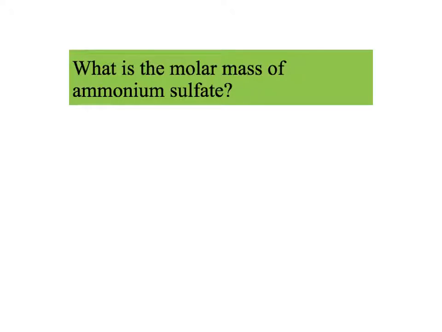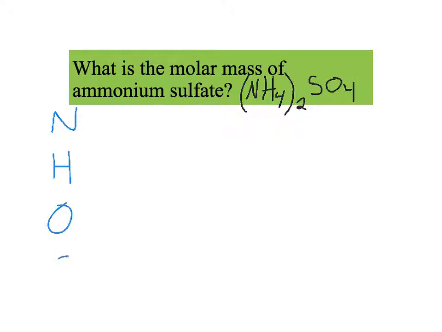And our last example for the day is going to be finding the molar mass of ammonium sulfate. So what is the compound ammonium sulfate? It goes something like this. In parentheses, NH4, that is ammonium, and it's going to have a 2 here. Sulfate is SO4, just like that. So there's the compound ammonium sulfate. We're going to find the molar mass. I have nitrogen, hydrogen, oxygen, and sulfur. So I have 4 elements here.